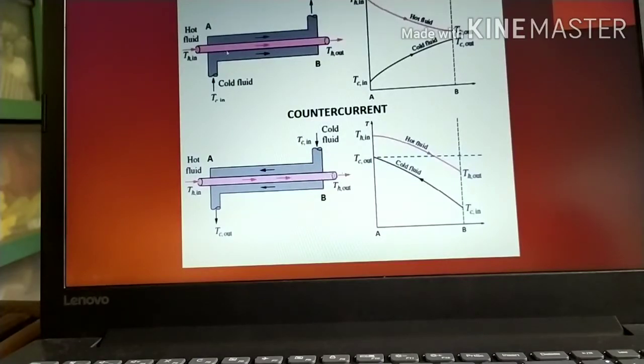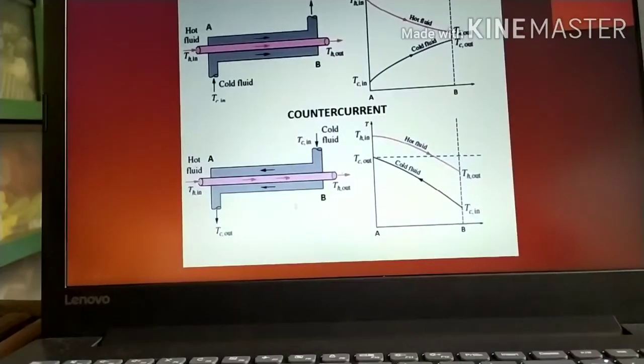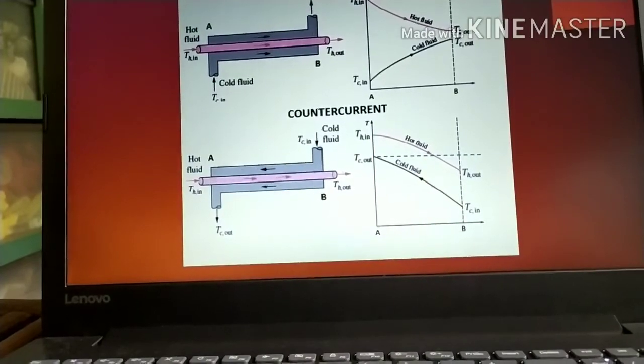So this is the co-current or parallel flow, and this is the countercurrent or counterflow. We can see in this diagram nearly the same temperature, and here the colder becomes hotter and the hotter becomes colder. So that's the explanation on the difference of parallel flow heat exchanger and counterflow heat exchanger.